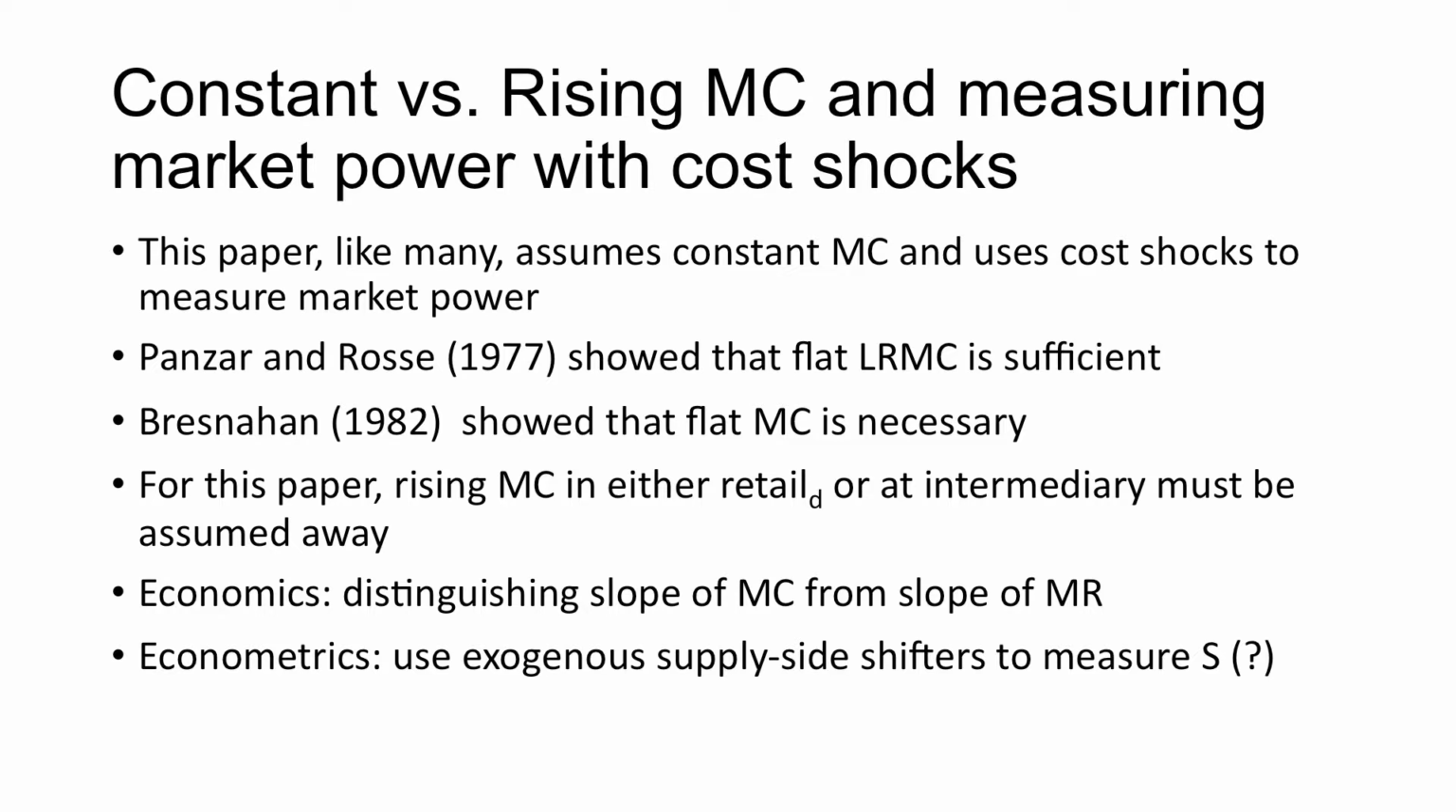They channel, calling it a sufficient statistic argument, the Panzer and Ross argument that you can get pass through and therefore market power by the comparative statics of price in cost. That, of course, requires flat marginal cost as an assumption. Rising marginal cost in any of the places will break that, right?